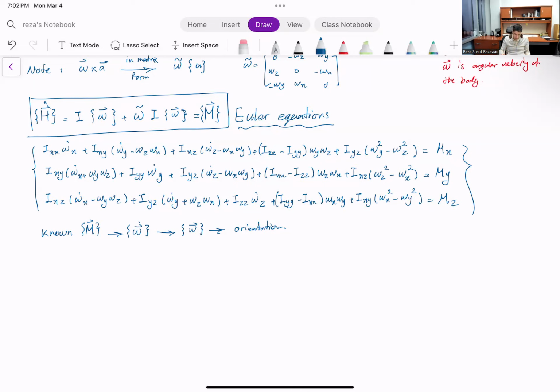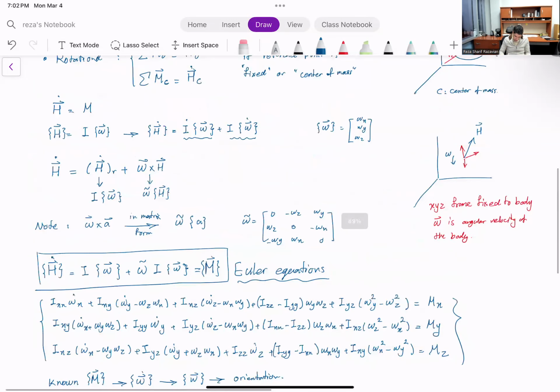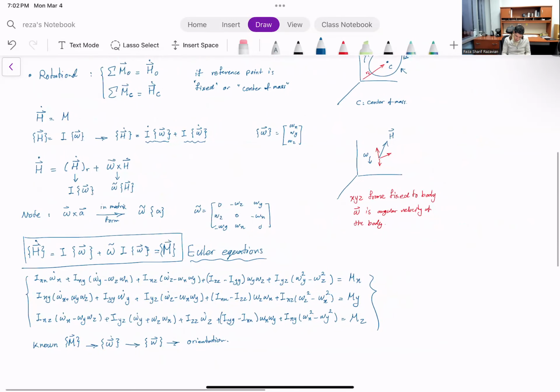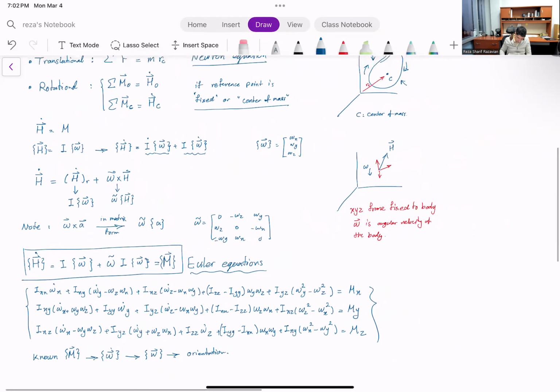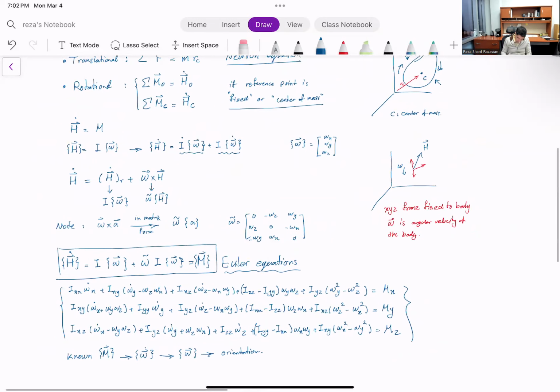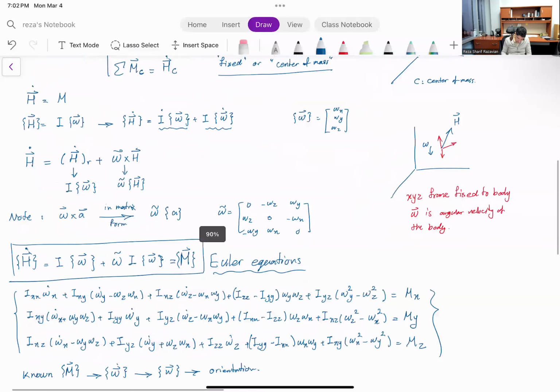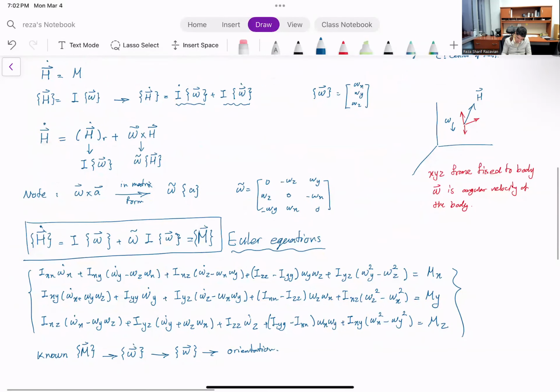And I want to again emphasize, going back up here, that these equations are valid if your reference point is either fixed or the center of mass. This is something I wanted to mention and I forgot. Let me zoom a little. This is my original size.